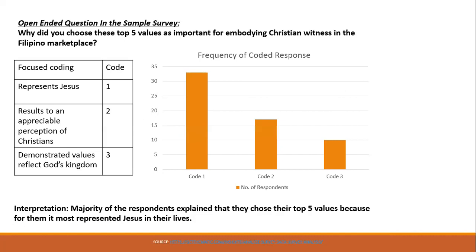Okay, so you can group their answers according to conceptual similarities. Most of them just say represent Jesus. I chose this because it makes people appreciate Christians. I chose this because they demonstrate the value. So code 1, code 2, code 3. Then you analyze which of the coded responses are higher or lower. So let's say here, the majority of the respondents explain that they chose their top 5 values because for them, it represented Jesus in their lives. Okay, so you can present that visually through a bar graph. So that's for open-ended questions.